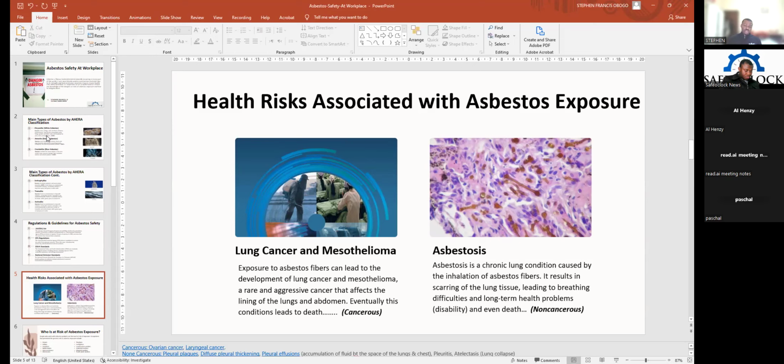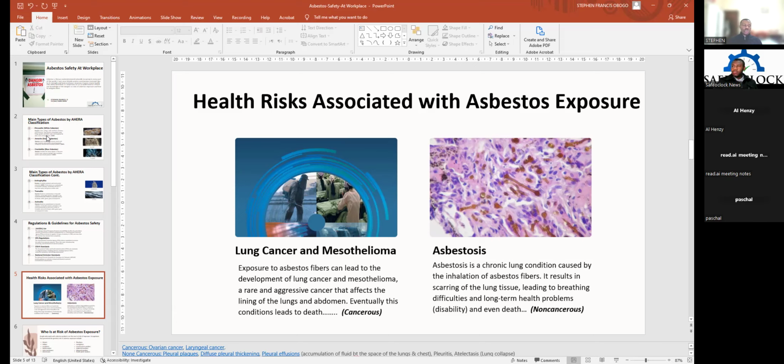Another form of non-cancerous condition is what we call pleural effusion. In this case, there will be an accumulation of fluid in the space between the lungs and the chest. It can also lead to what we call pleuritis, where the lining of the lung becomes inflamed. It's just like an inflammation. And last but not least, it could lead to lung collapse, atelectasis. The lung can collapse as a result of accumulation of such harmful substances within the lungs.